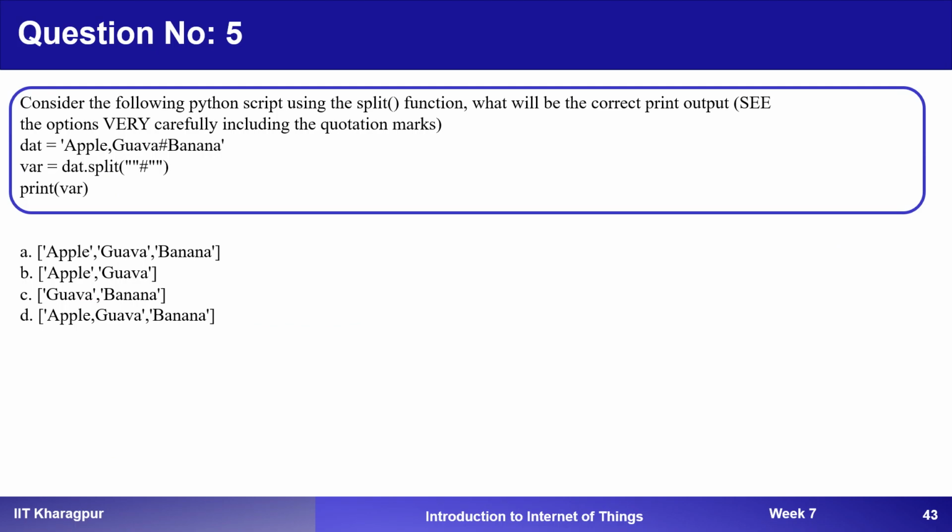Next question is, this is your Python script. Using the split function, what will be the correct print output? There is a variable dat which consists of apple, guava, hash, banana. Now the variable is dat.split, and inside the split function this hash value is there. Now print it. So which option is correct for this?